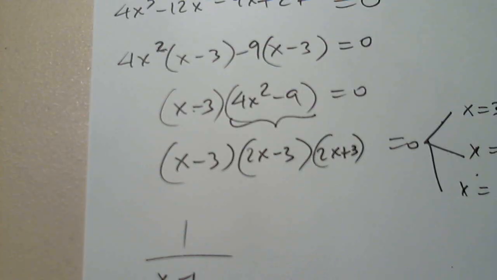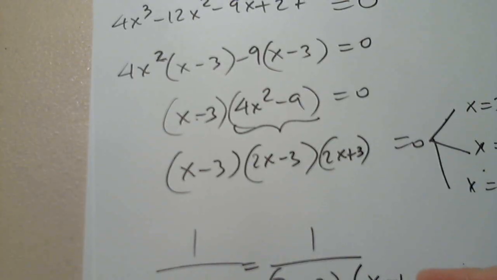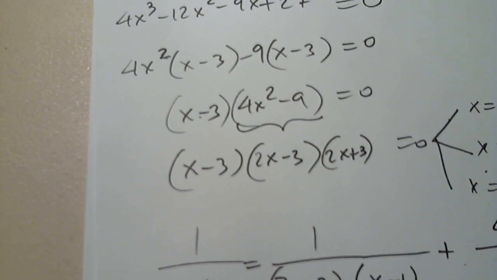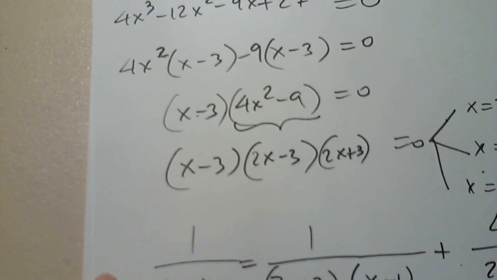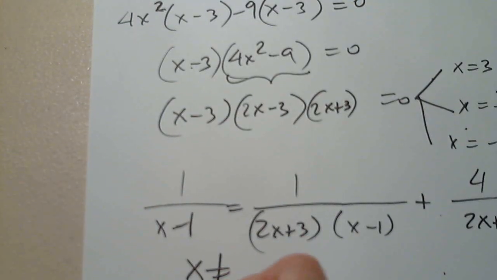1 over x minus 1, this is a rational equation, equals 1 over 2x plus 3 times x minus 1 plus 4 over 2x plus 3. This is a situation in which I have to state restrictions first, because rational expressions do not exist when the denominator is 0. So I see 2 factors. I need 2 restrictions on x. In other words, x can never be this and can never be that. And if I get the solution to be one of them, I'll say no solutions at all.